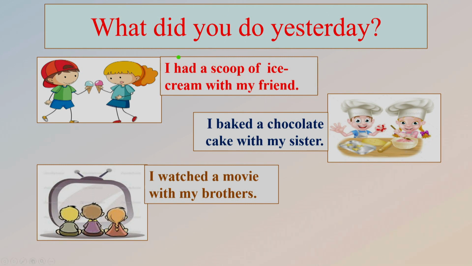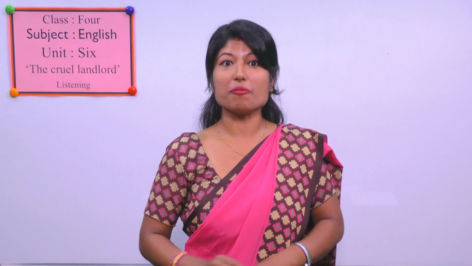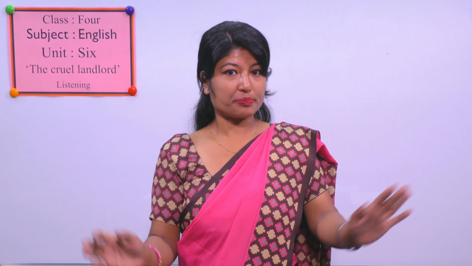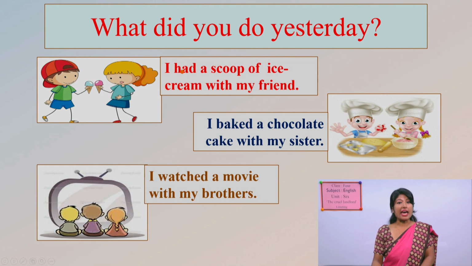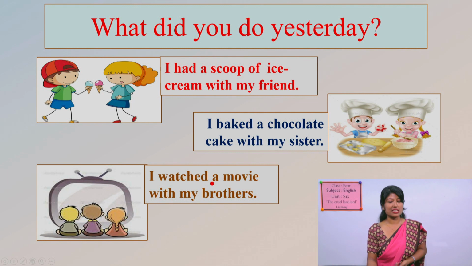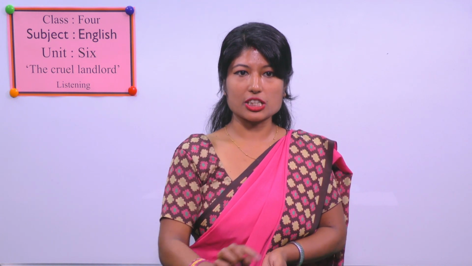So here I had, baked, watched. Do you remember? These verbs are in past tense. Verb 2, right? Past tense. Past form of have is had. Past form of bake is baked. Past form of watch, W-A-T-C-H, is watched, W-A-T-C-H-E-D. Alright? Okay, now let's move to the next activity.